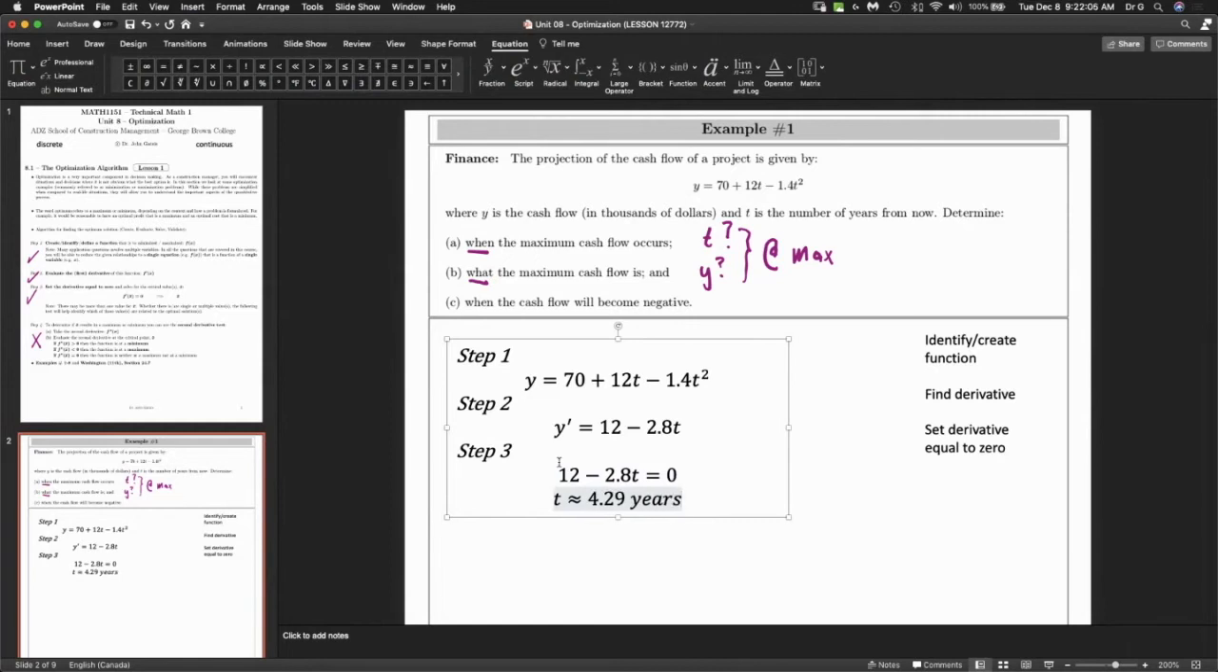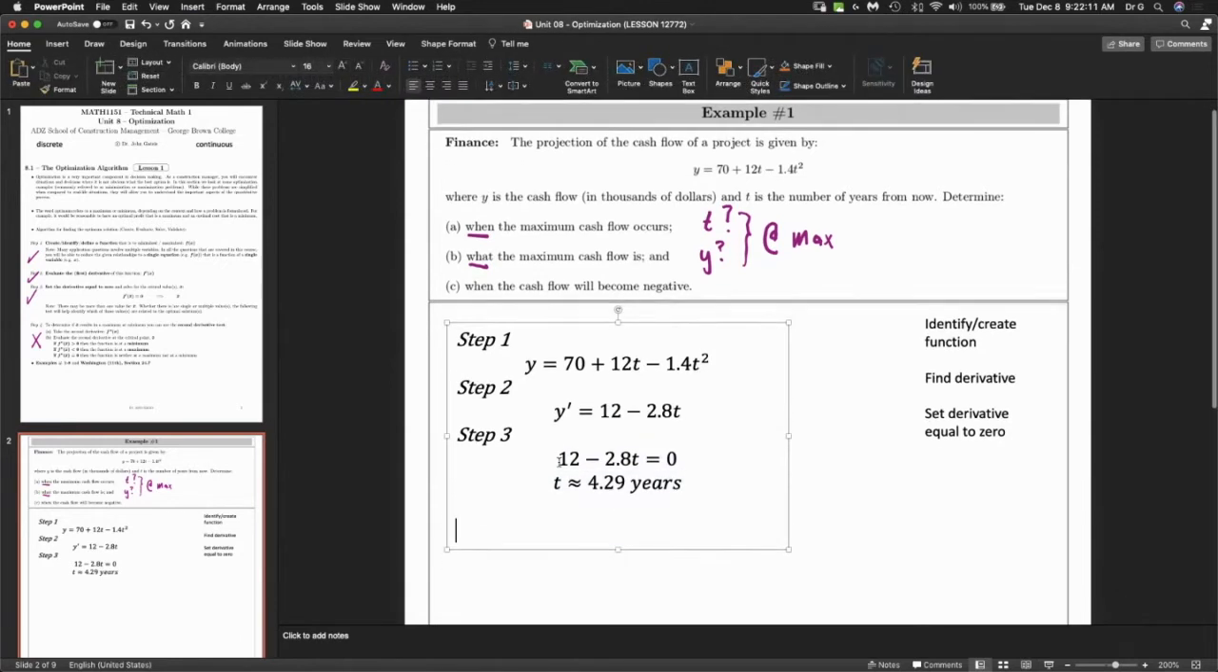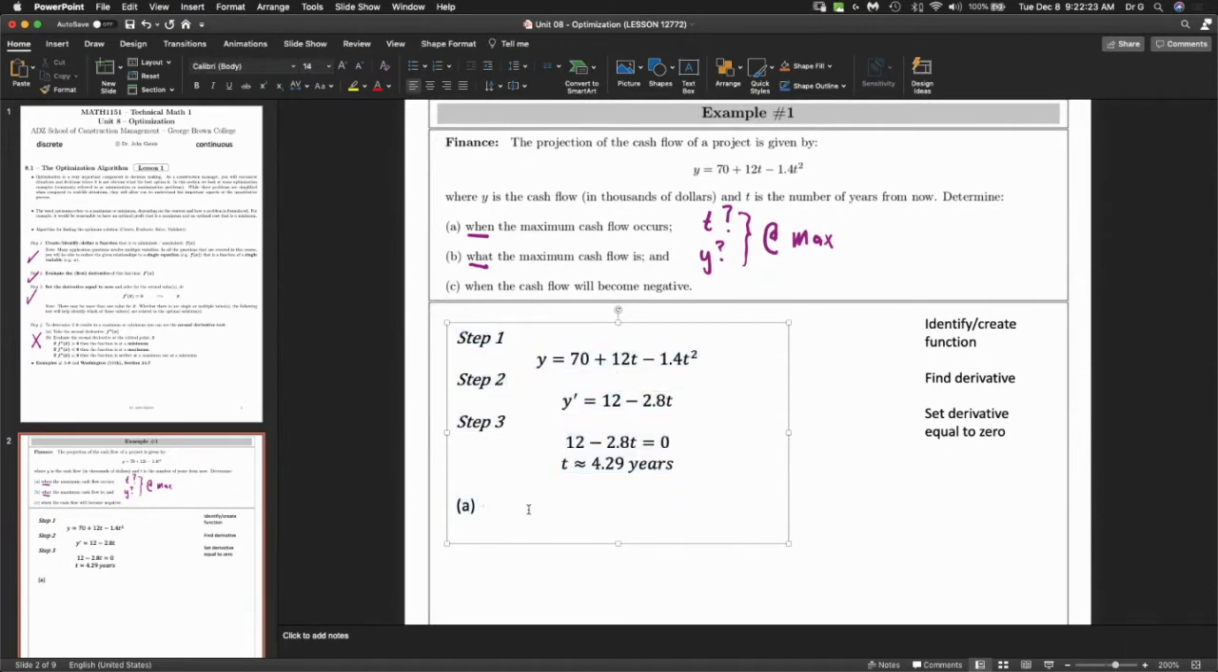So, what have we answered for this question right now? Are we able to answer part A or part B? What's the answer to part A? Yeah, 4.29. The maximum cash flow. Okay, that's good. Now the question in part B says, what is the maximum cash flow?